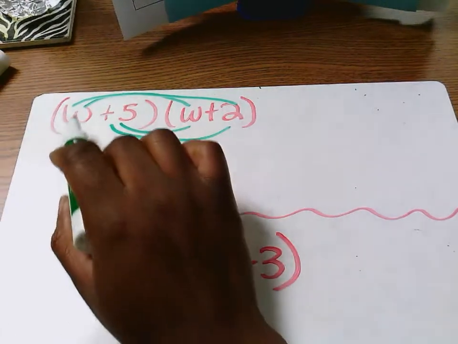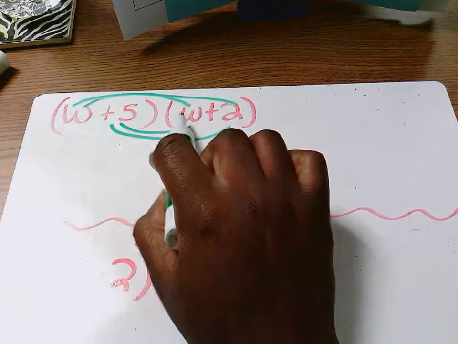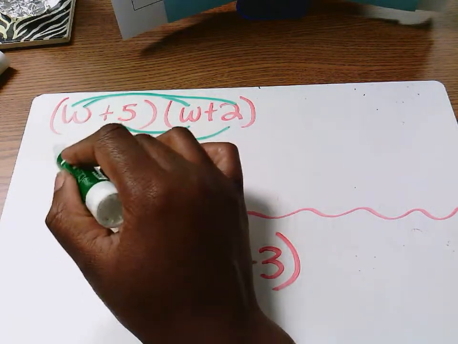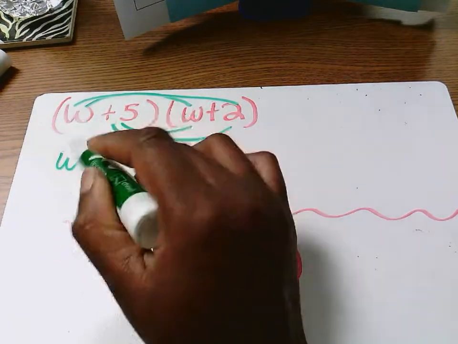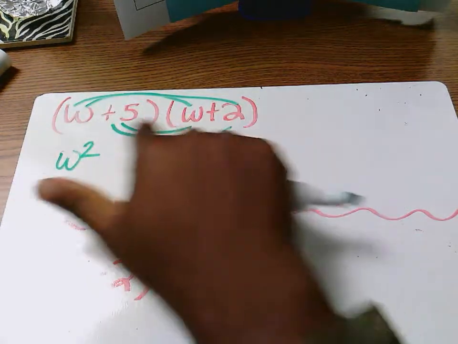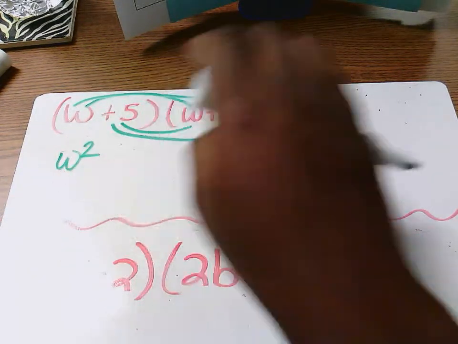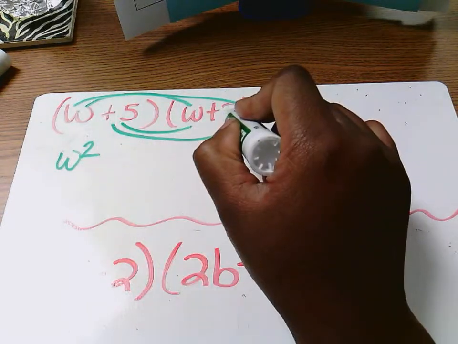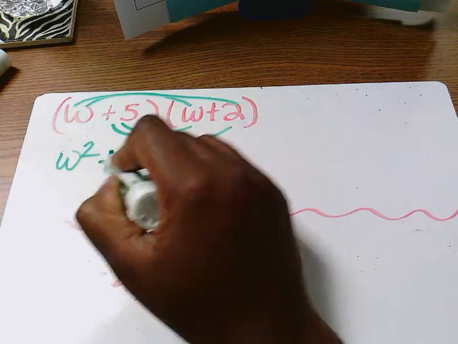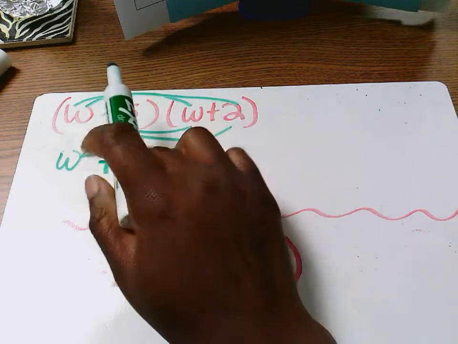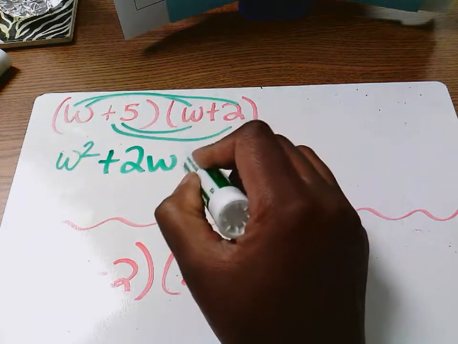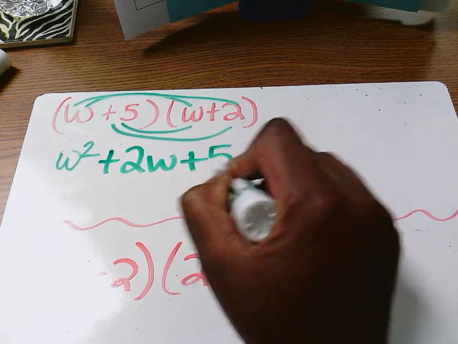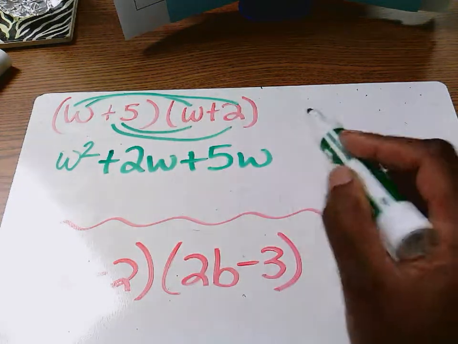Okay? I have w times w, which gives me w squared. Remember, when I'm multiplying like bases, I add the exponents. W times 2 would be positive 2w. 5 times w is positive 5w. And 5 times 2 is 10.